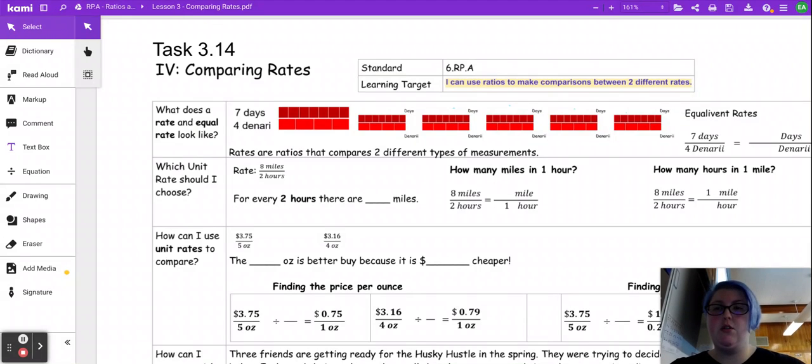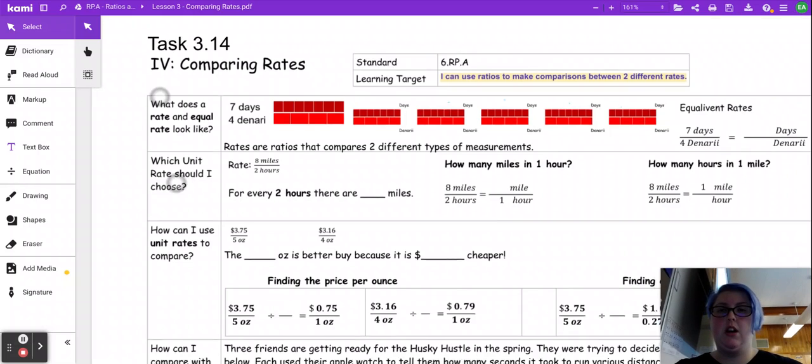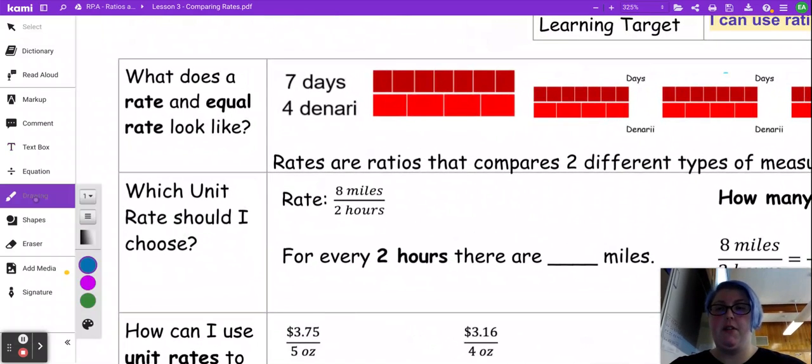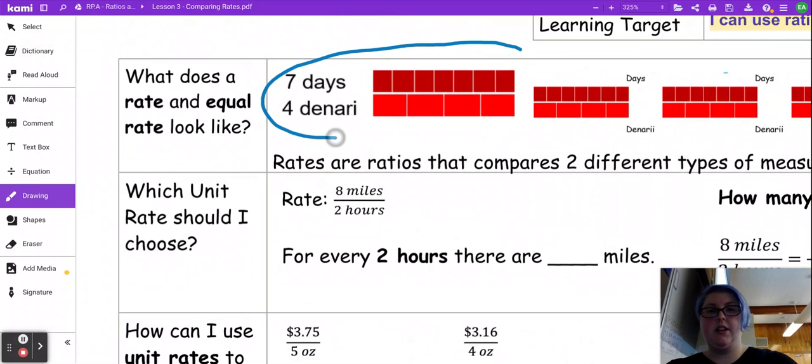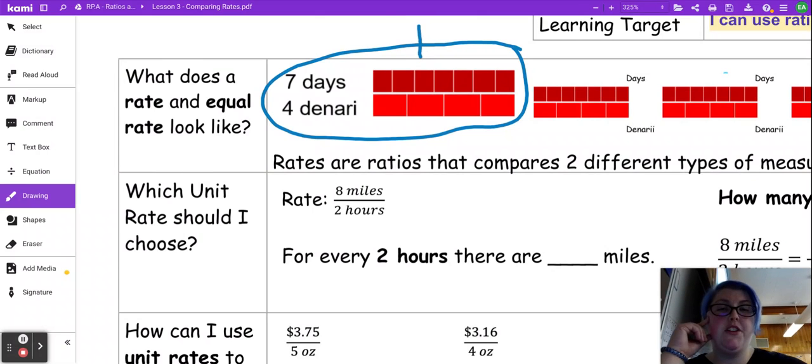So we are going to go back to our vacation day from the very first task in this lesson. You'll remember that for every 7 days, which is 1 week, so I'm going to put the number 1 up top, the guard got 4 denarii. So here is a visual picture. You can see the denarii is broken up into 4 boxes.